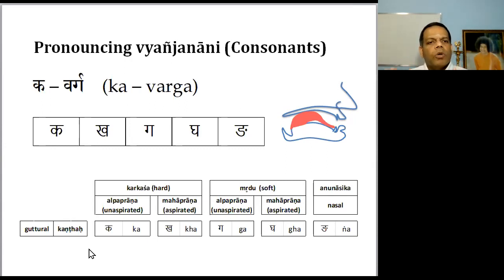So there are 4 sounds. First, let's tackle the 4 sounds. There's a 5th one, which is the nasal sound. I will come to that later. The 4 sounds here are ka, kha, ga, gha.